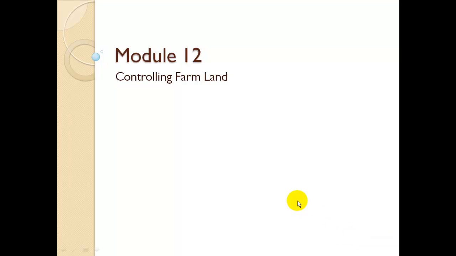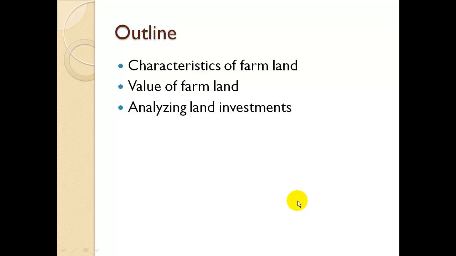So Module 12 corresponds to Chapter 12 in the textbook, and it's all about farmland. We're going to go over characteristics of farmland, what makes it unique as compared to other assets, the value of farmland, and then analyzing land investments.